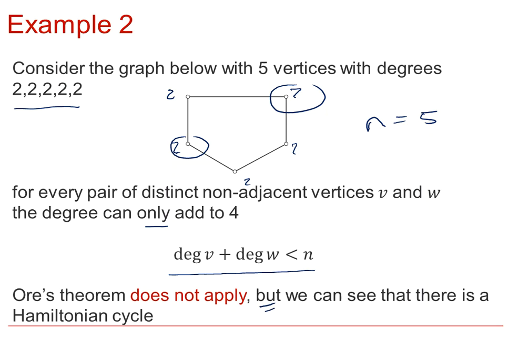So you could do a cycle right round that graph, and therefore we have to conclude that Ore's theorem is a sufficient condition to show a graph is Hamiltonian, but if Ore's theorem does not apply, it does not mean that the graph is not Hamiltonian.